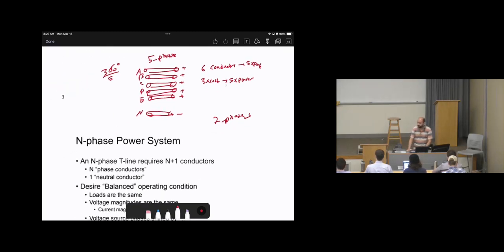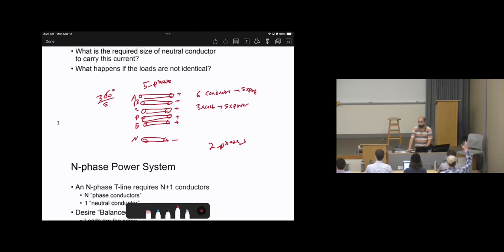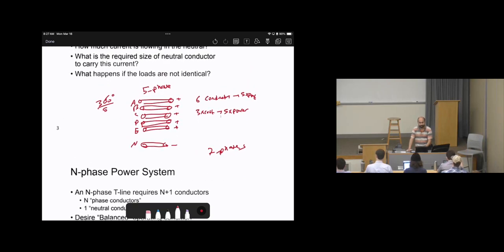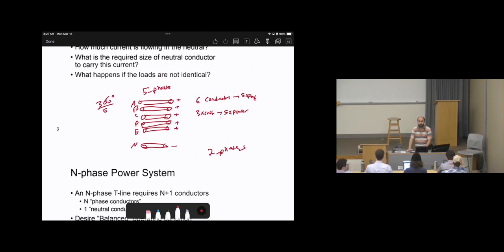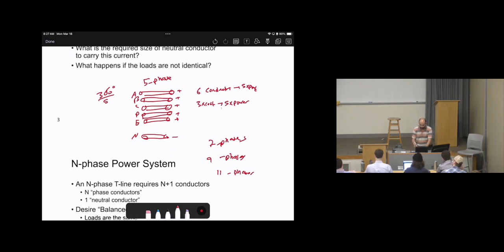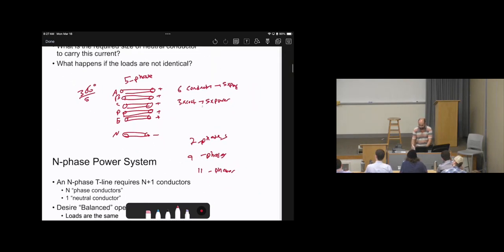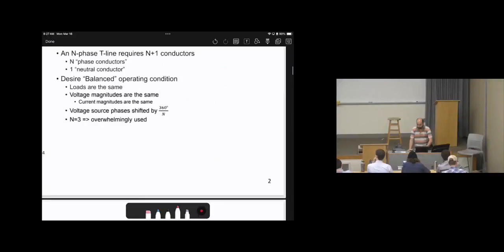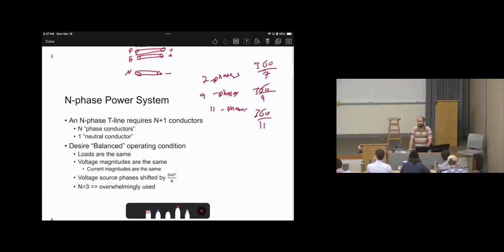Okay, any question about this overview? Yes? So we always have one neutral wire? Yes, one neutral wire. Then again, the phase shift between any phases will be 360 divided by the number of phases. So 360 divided by 7, 360 divided by 9, 360 divided by 11, etc. That's how we determine the phase shift. Any other question before we start going to the three-phase system?